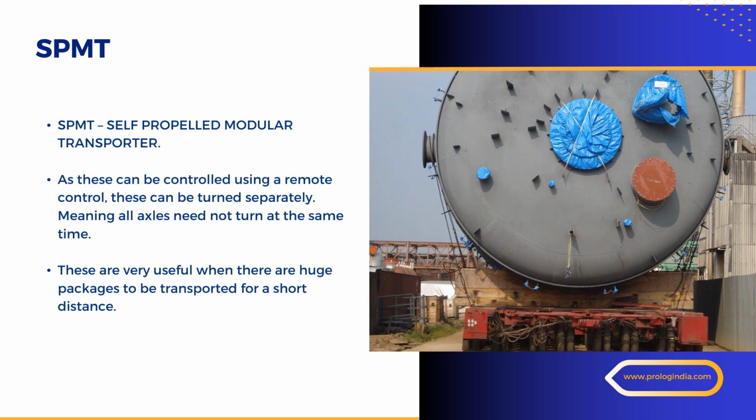So these are the three types of vehicles that are majorly used, at least in India: the mechanical trailers, the hydraulic axles, and the SPMTs. I hope you have a clear idea about what kind of vehicles are used on road.